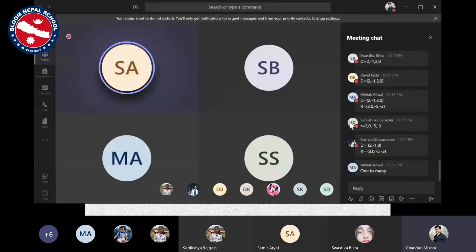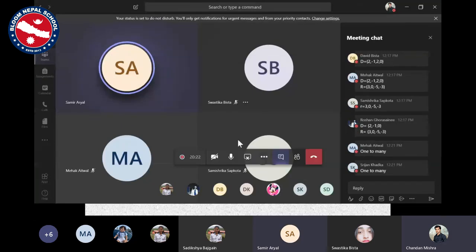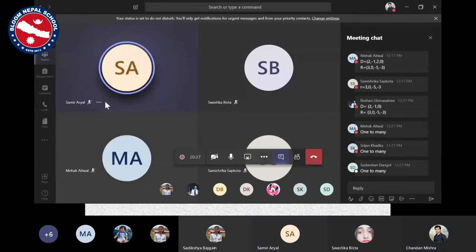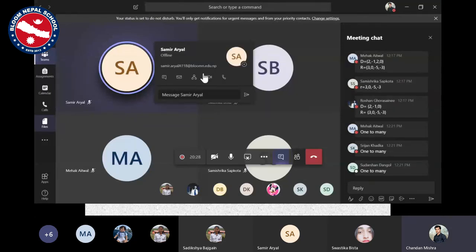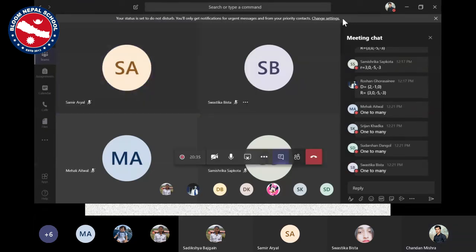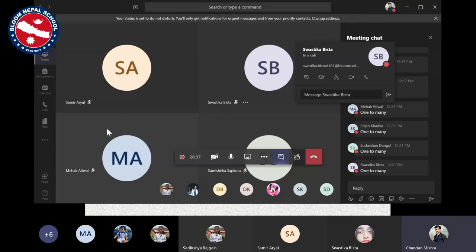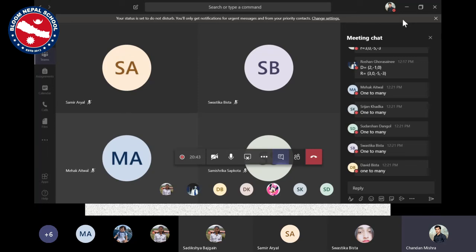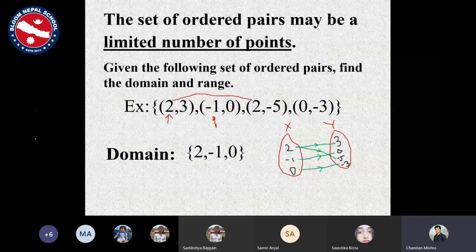So Mehek says it's 1 to many. Srijan says it's 1 to many. Sudarshan says it's 1 to many. Swastika also says the same thing. All right, yes, Mehek, can you explain to me why it is 1 to many? Mehek, please turn on your mic. I cannot hear you, Mehek.